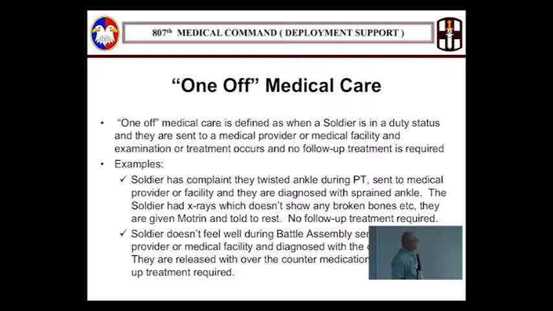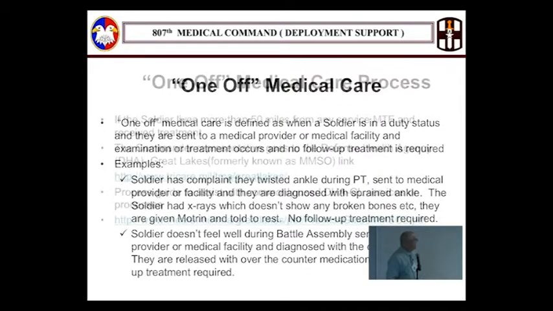So there's a couple of examples. They twisted an ankle, sent to the medical provider. They're diagnosed with a sprained ankle. They had X-rays, doesn't show any broken bones. They give us some Motrin. They're not hurt. They're a little banged up. They just need the medical bill taken care of. The soldier doesn't feel well. They're sent to the provider, diagnosed with a common cold. They're released with over-the-counter medications, and they just follow up with treatment on their own. Again, we just need to get the initial visit taken care of. Next slide, please.